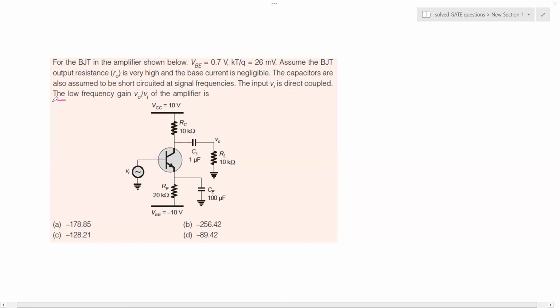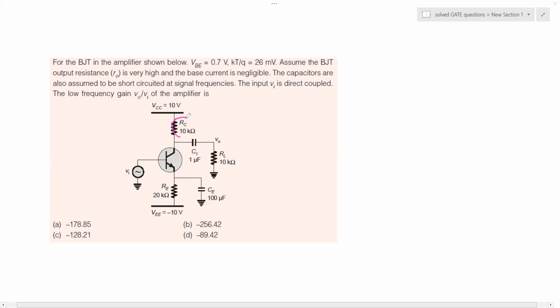The question here is the low frequency gain, that is the ratio of VO over VI. Here is your output, here is your input. So we have to determine the low frequency gain of this amplifier. VCC is the positive DC power supply, that is 10 volt. VEE, the negative power supply, is minus 10 volts. So we have a dual power supply.